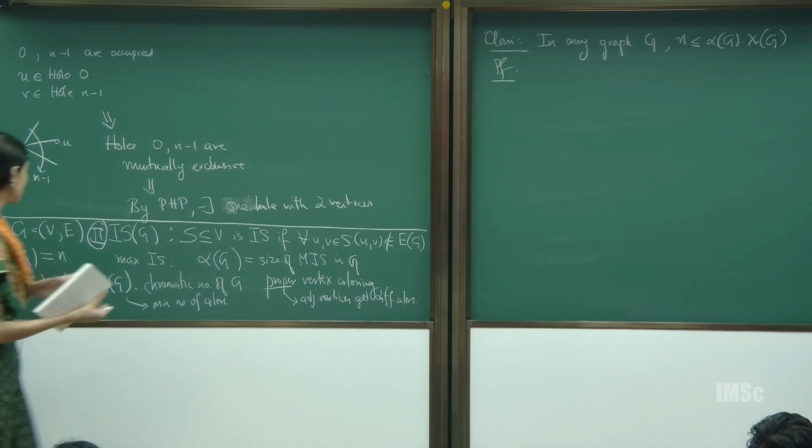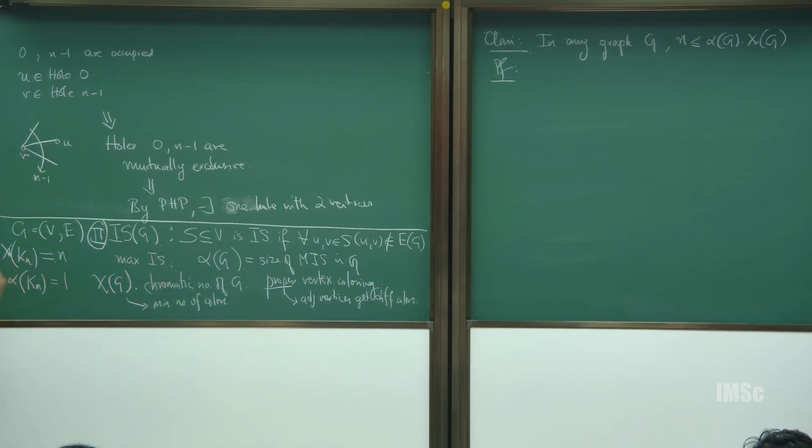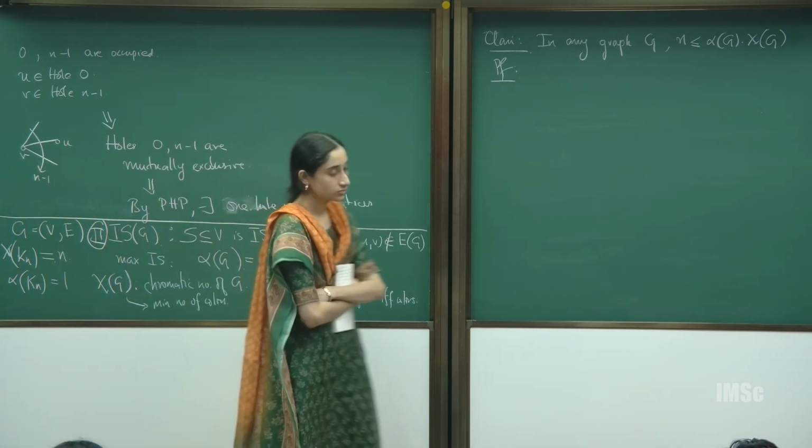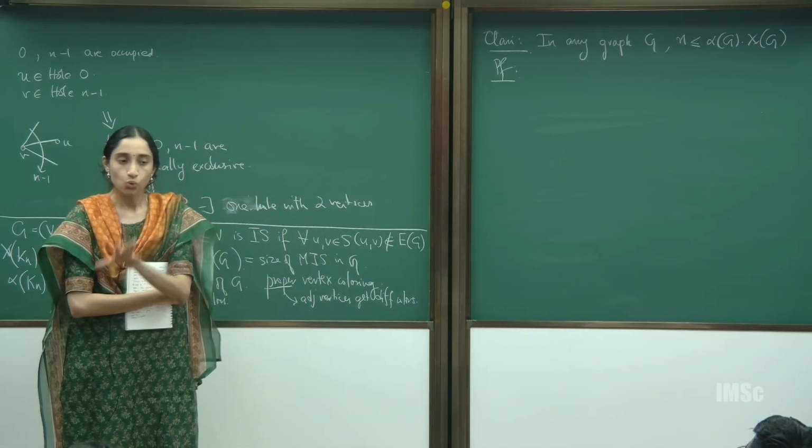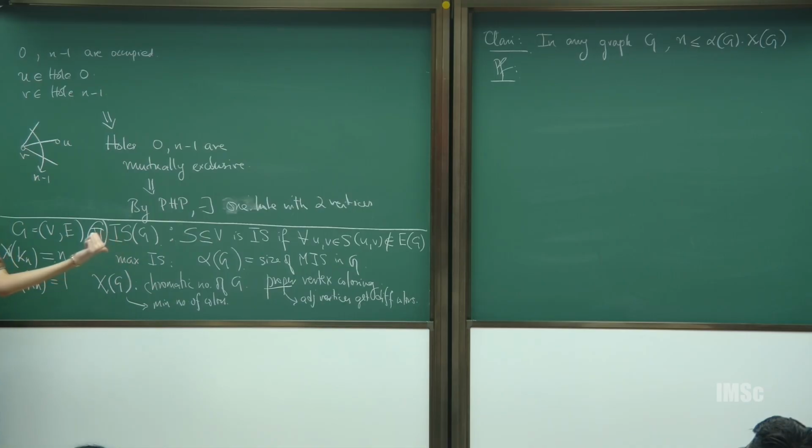So this is a graph on n vertices. Throughout, n is the number of vertices in the graph. So what this says is G is a graph on n vertices whose independence number is alpha of G and whose chromatic number is chi of G. We want to show that n can be at most the product of these two quantities. Is it clear what we want to show?